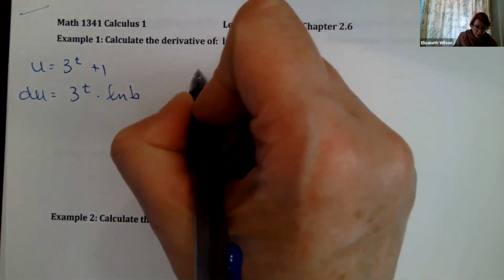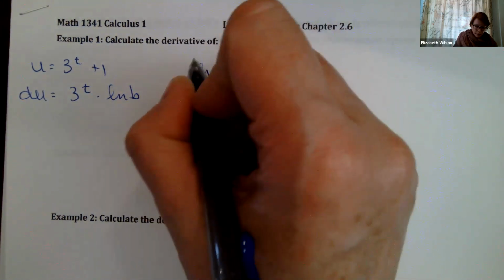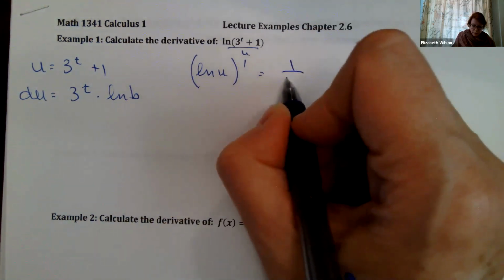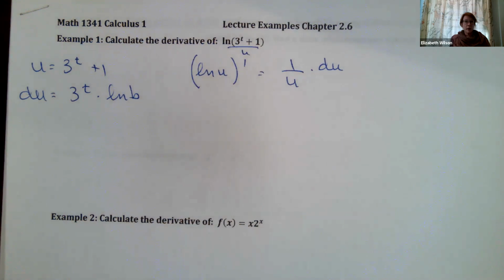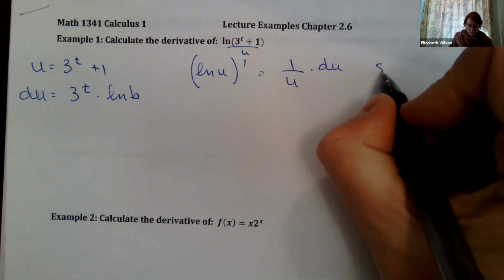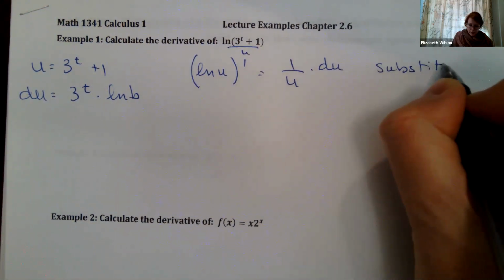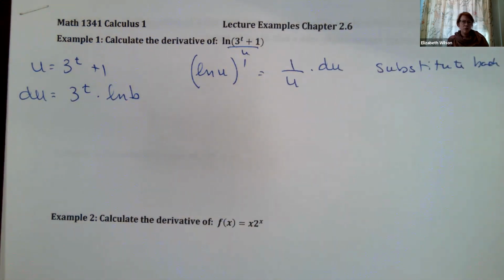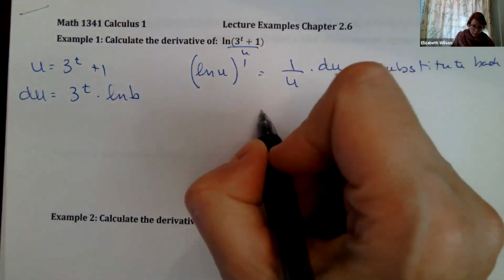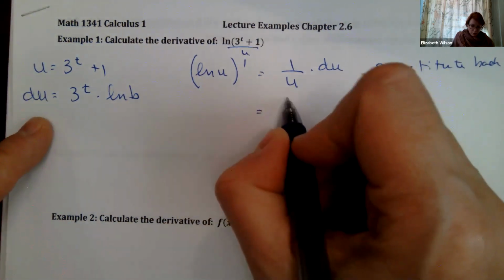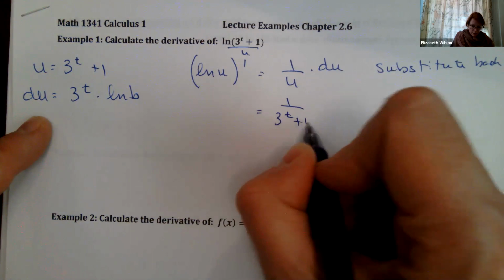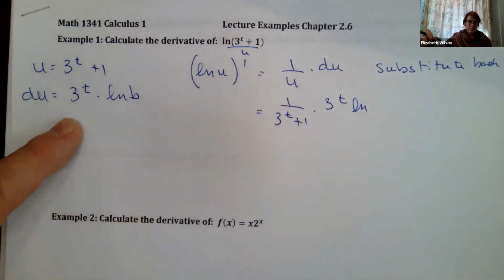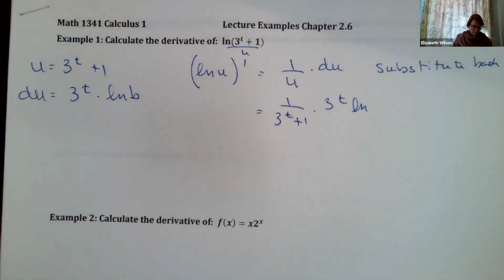So now when I go to write this, I say natural log of u, and I want to take that derivative. It's going to equal 1 over u times du, right? That's my chain rule. Don't forget to substitute back. If you give this as your answer, it will be wrong because u is just a temporary variable. So I'm going to substitute back. This becomes 1 over 3 to the t plus 1 times 3 to the t ln, oops, ln of b. Sorry, I wrote ln of b. Ln of 3.